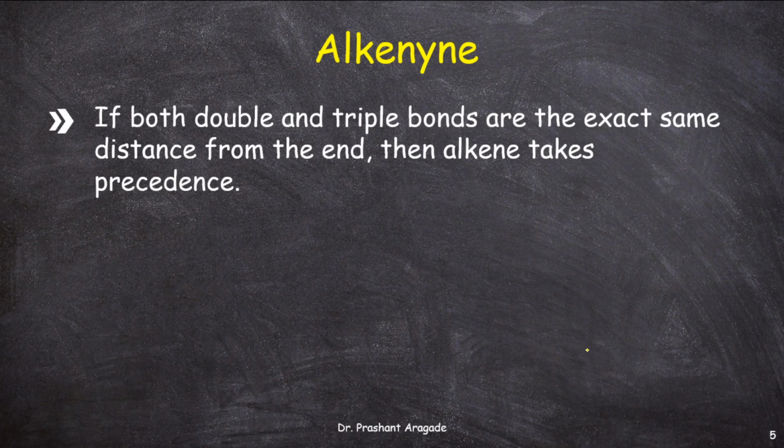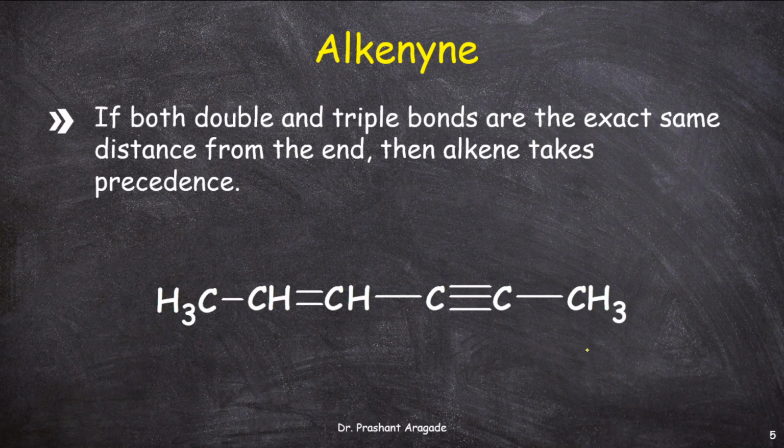But sometimes if you give a number from both directions, at that time both bonds, meaning double bond and triple bond, get the same number, then what to do? So in that example, if you number from left to right, the numbers 2 and 4 are given to the multiple bonds, and if you number from right to left, in the same way it will give 2 and 4. So from both directions both bonds get the same numbers, then you have to give preference to the alkene, that is the carbon-carbon double bond.